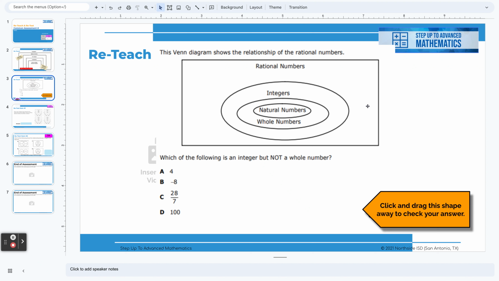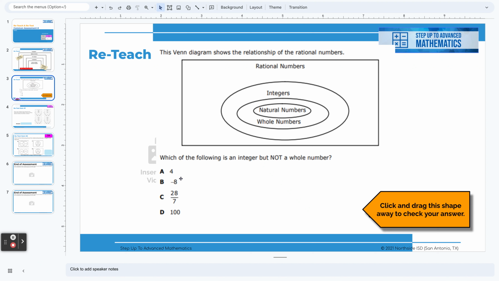So that means we have rational numbers, and we get down to integers. It's an integer, but it's not a whole number. So that smaller set of whole numbers, this number would not fit into that smaller subset. Let's start with the beginning. 4: rational numbers, can it be written as a fraction? Yes, so it's rational. Integer, it's an integer. But is it a whole number? Yes. So we're looking for one that is not a whole number.